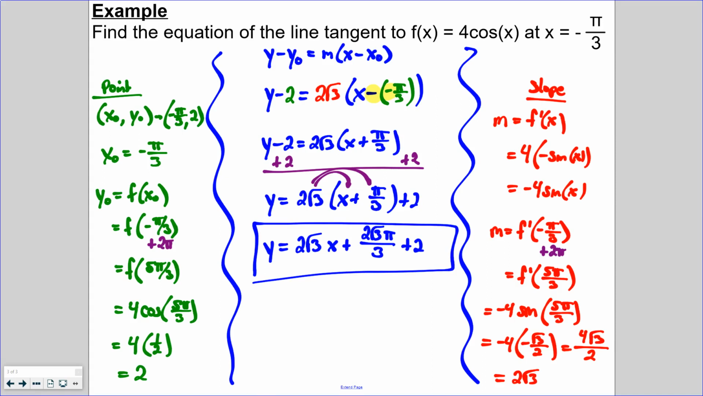All right, folks, and that is it. That is finding the equation of a tangent line to a trigonometric function.